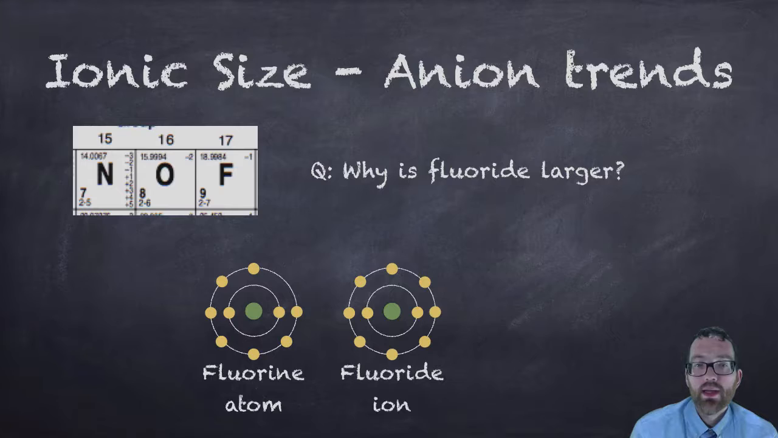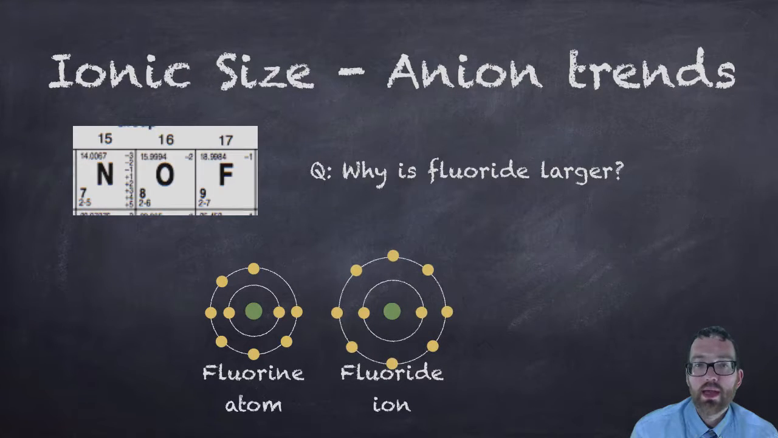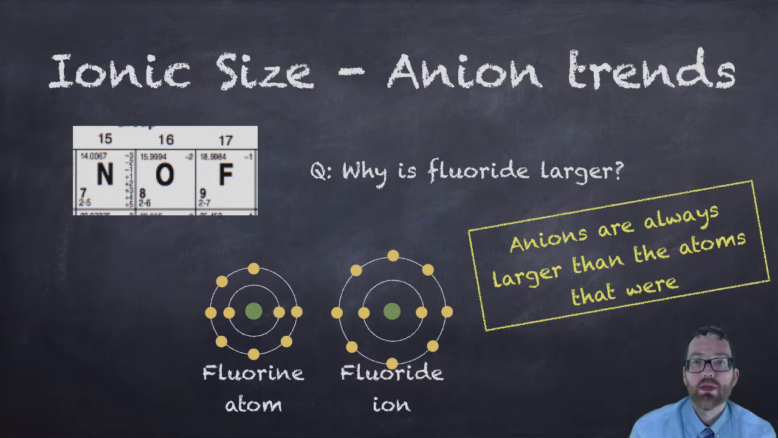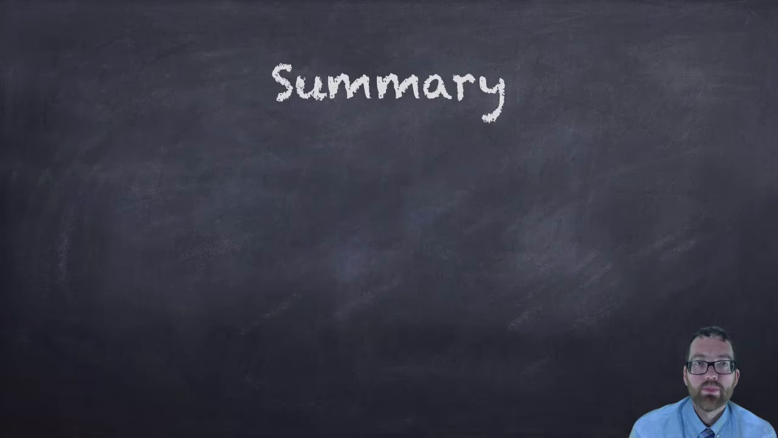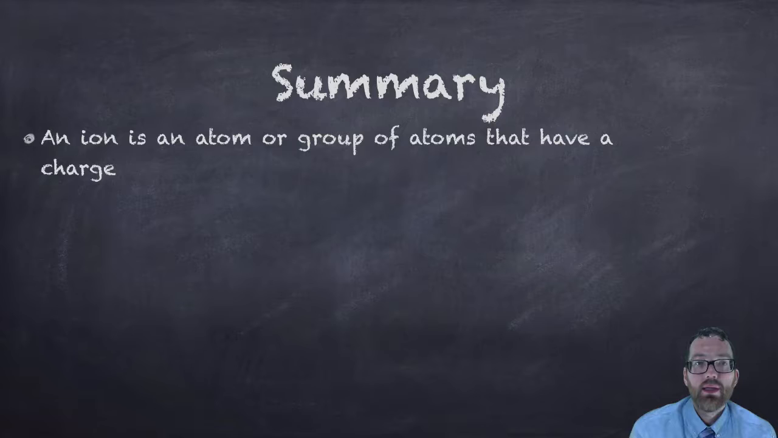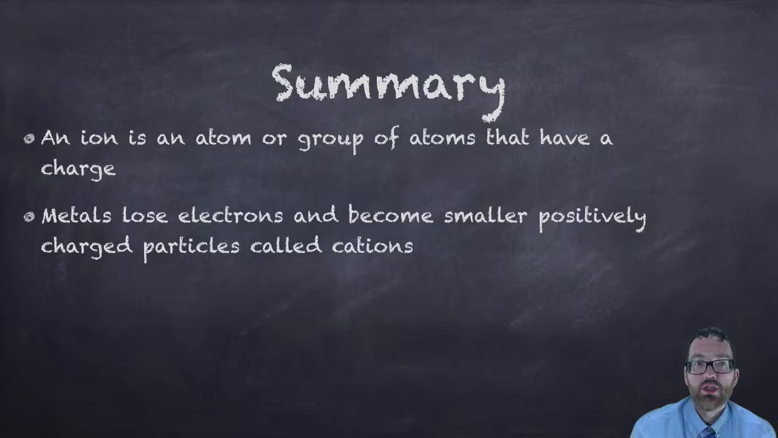Now a fluoride ion gained that 1 electron to fill its outer shell, but its pulling power is not any stronger. So those electrons are going to be allowed to migrate a little bit further away because the protons in the middle can't influence them as strongly as they did when there were only 9 electrons. So anions are always larger than the atoms that they were because the pulling power of the nucleus doesn't change, but the amount of electrons that you're pulling in gets bigger, so the electrons are allowed to move a little further away.